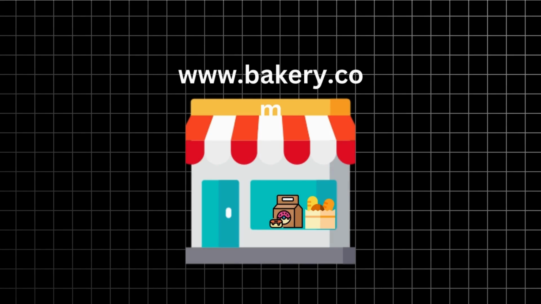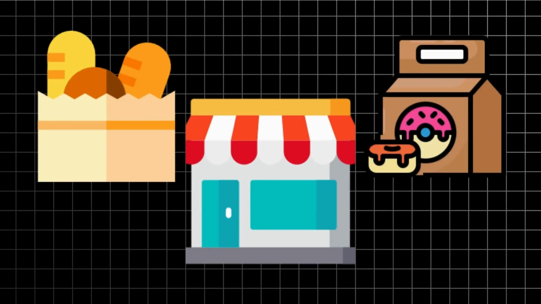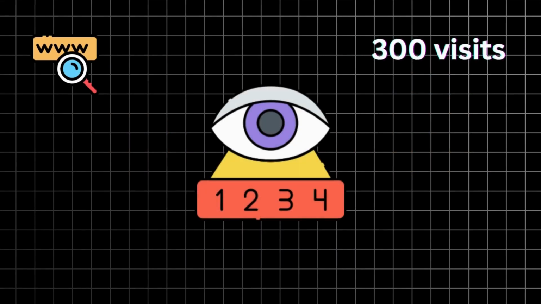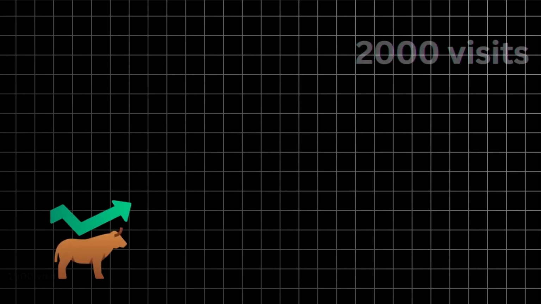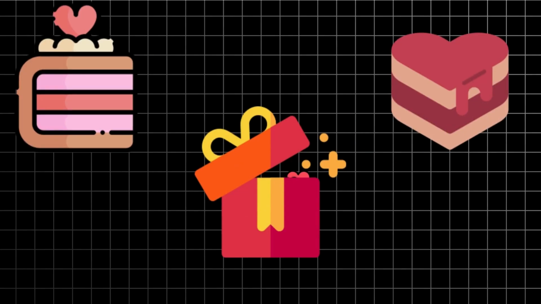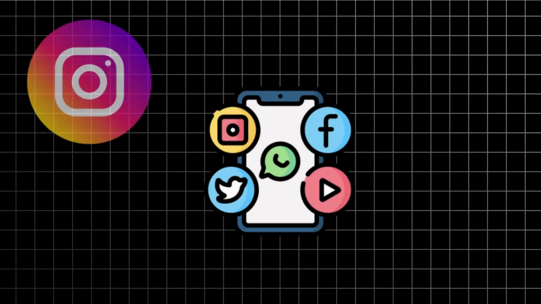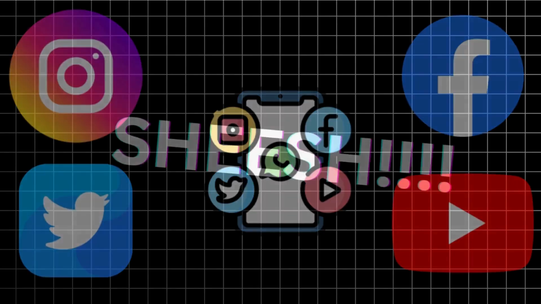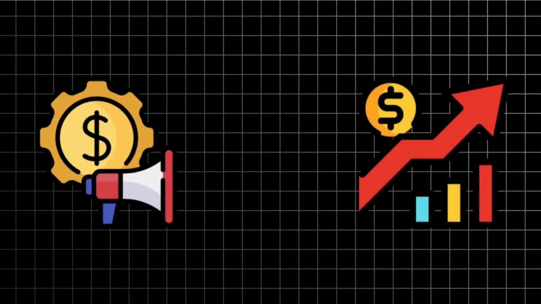Let's say you own a digital bakery. On regular days, your site gets about 300 visits. But during Valentine's week, that number shoots up to 2,000. That tells you people are hunting for sweet gifts. So, you launch a Valentine's Day couple cake special and promote it hard on your homepage and socials. Boom, sales increase.